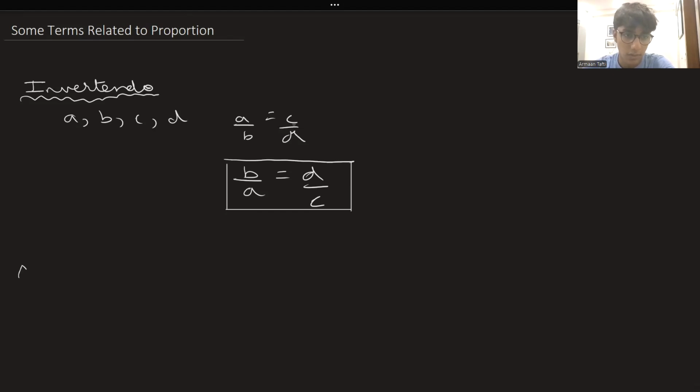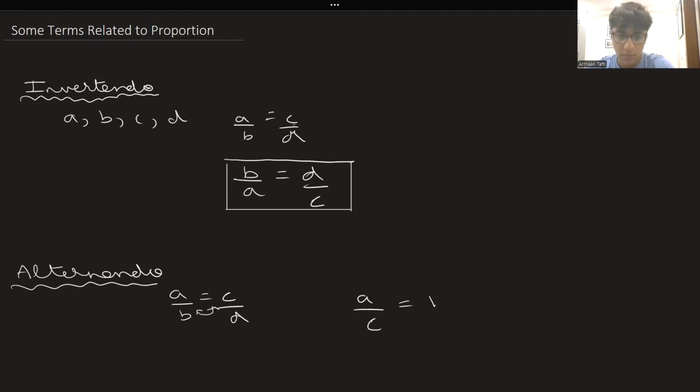Next one is alternando. Again, it's just a very fancy name for cross multiplication. If we know that A by B equals C by D, then what they've done is simply exchanged the values of B and C by cross multiplication, and they've got A by C equals B by D. Pretty straightforward once again.